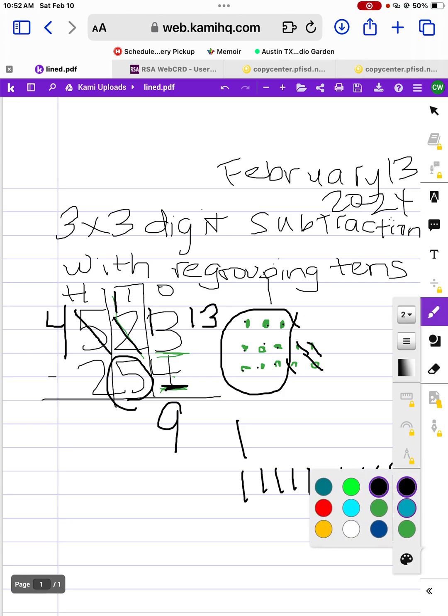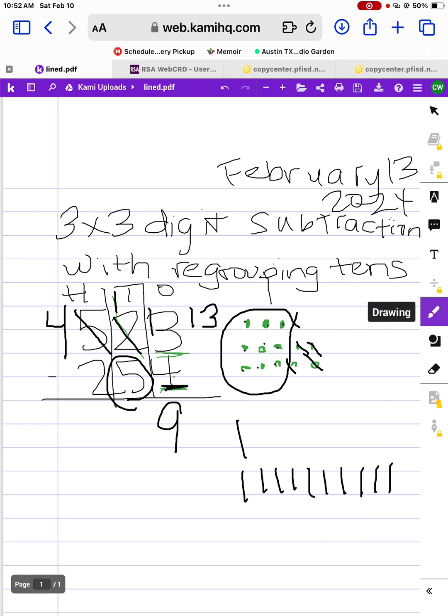Let me get a different color. Okay, so I'm subtracting 5 tens. So I have 1, 2, 3, 4, 5 tens. Okay, so what I have left is 1, 2, 3, 4, 5, 6 tens left. So that is my answer.